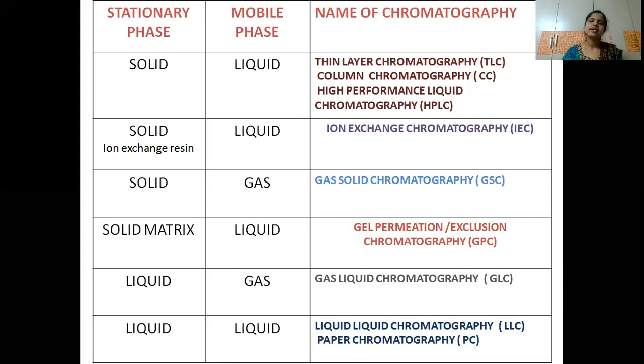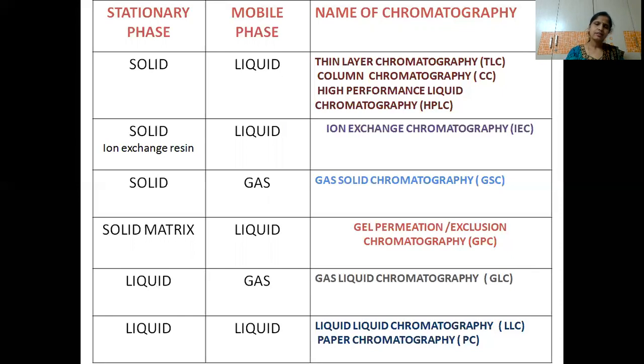Then the other one is gas solid chromatography, where, as the name itself says, the stationary phase is solid and the mobile phase is gas. Similarly we have gas liquid chromatography, where the stationary phase is liquid but the mobile phase is gas. Generally when the mobile phase is gas, we coin the term just gas chromatography. Based on the stationary phase, if it is solid, we call it GSC, gas solid chromatography. If the stationary phase is liquid, we name it GLC, gas liquid chromatography.